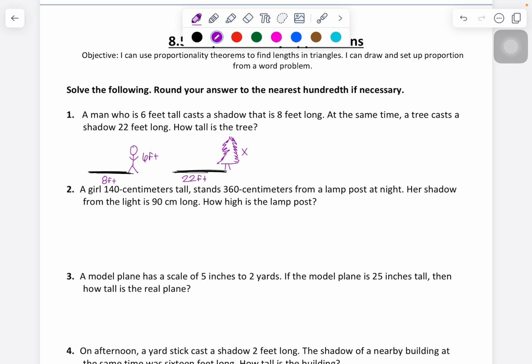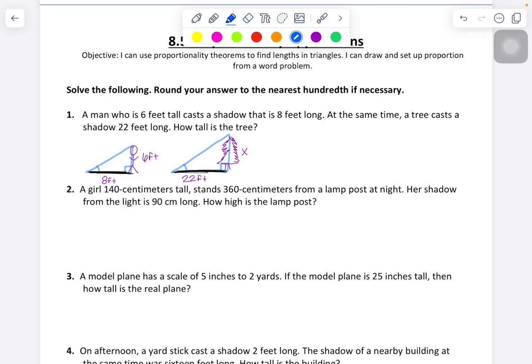Now, because they are close to one another and that light source is the sun, what ends up happening with these problems is we end up getting this triangle popping up and this triangle popping up that are similar to one another. They're similar because we assume both trees and people stand straight up, and this angle where they hit the ground will be the same. So by angle similarity, they will be similar triangles.